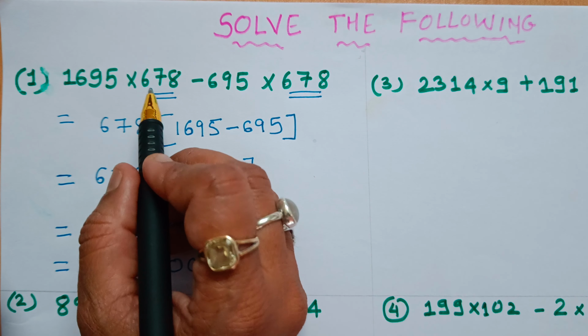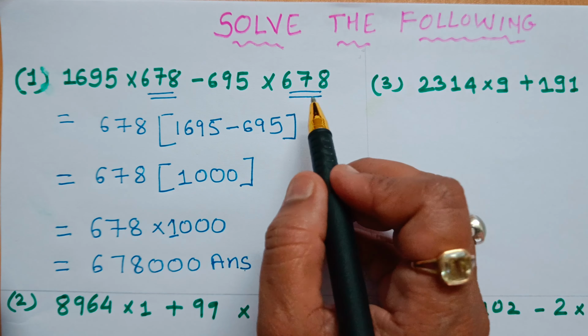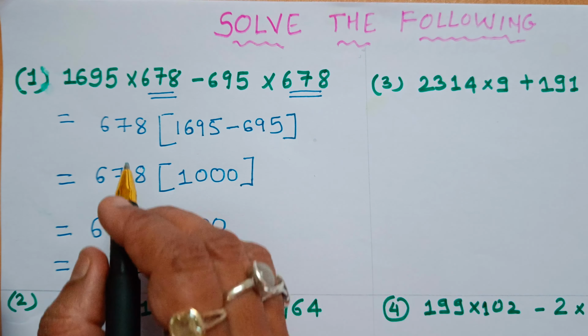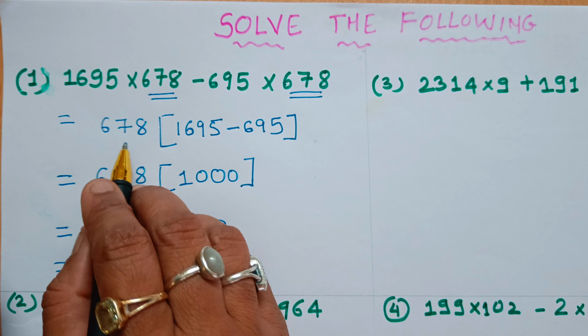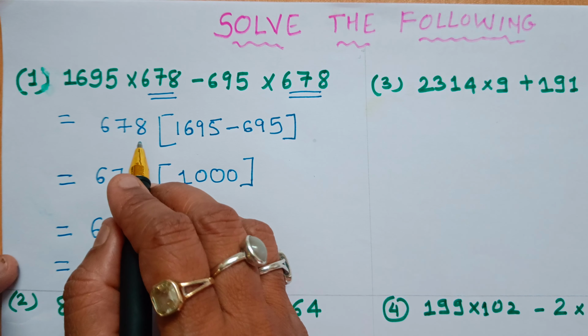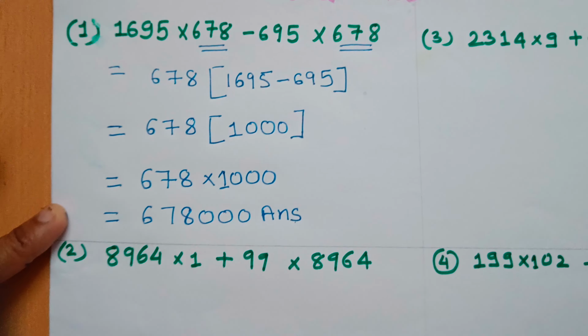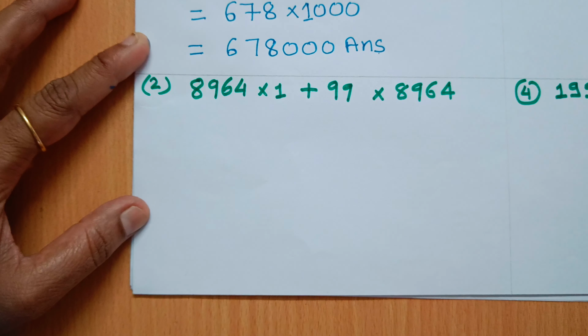Here we are taking the common 678 from both terms. Here we are using the distributive property over the subtraction. Now we solve another problem.